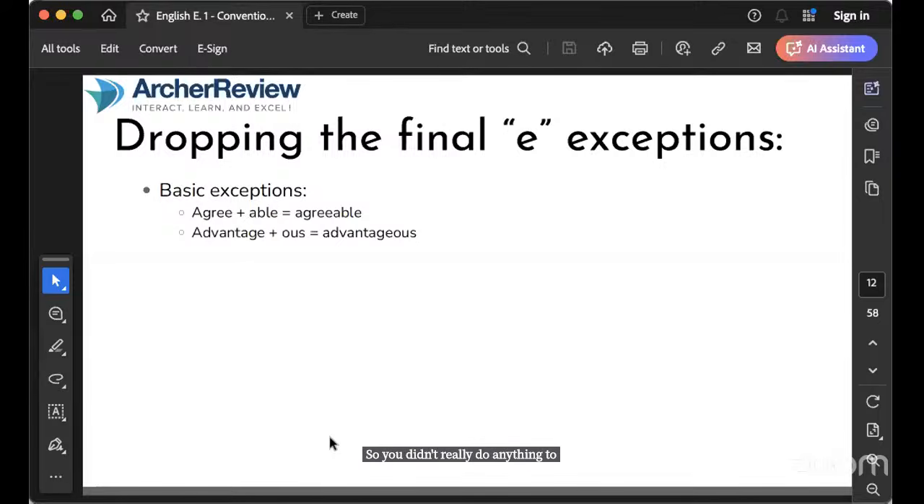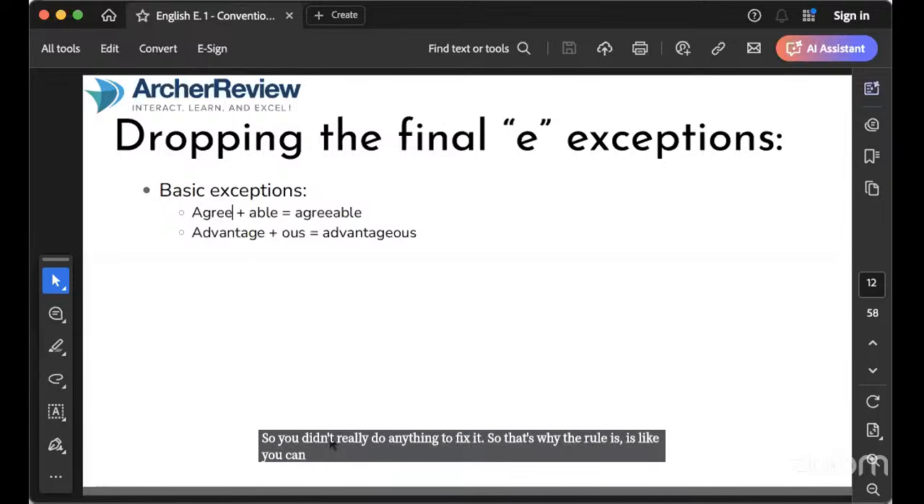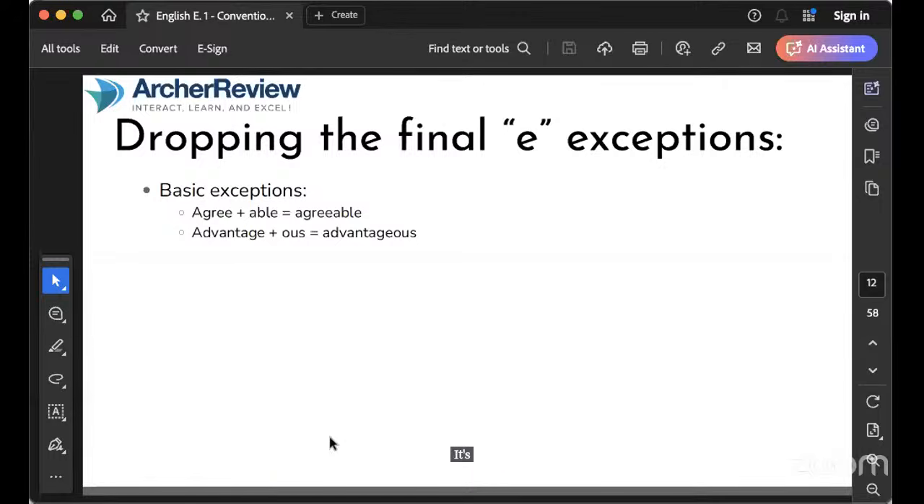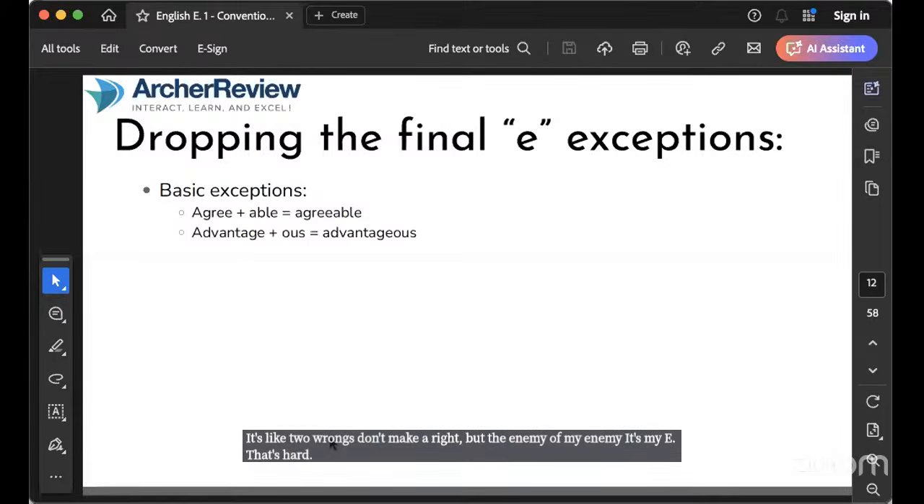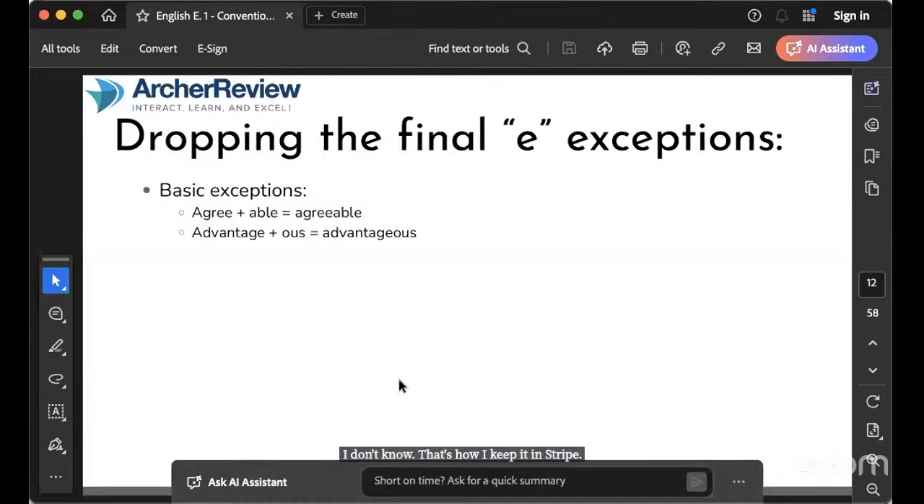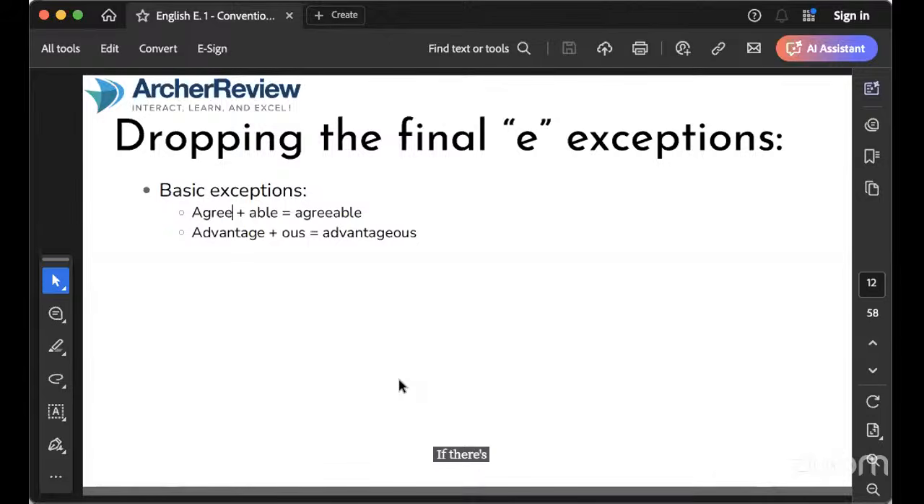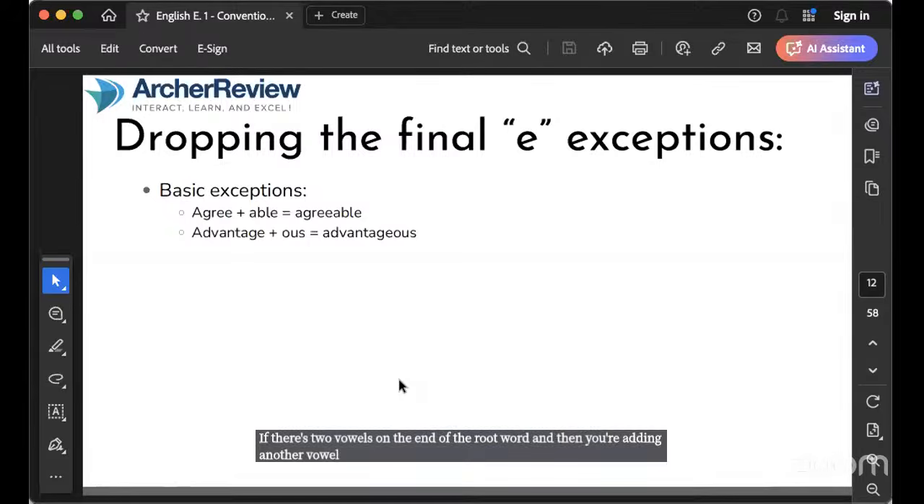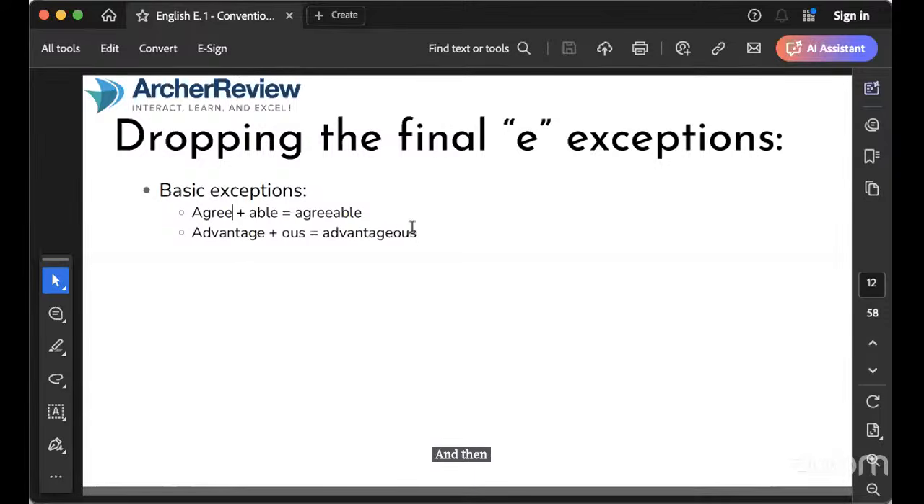So that's why the rule is like you can't have two. In my head, I just keep it in mind that you can't have two vowels side by side, but three is okay. It's like two wrongs don't make a right, but the enemy of my enemy is my E. That's how I keep it straight. But the rule is, if there's two vowels on the end of the root word, and then you're adding another vowel with the suffix, then you just leave it alone. And then the same thing with advantageous. So that's another exception rule.